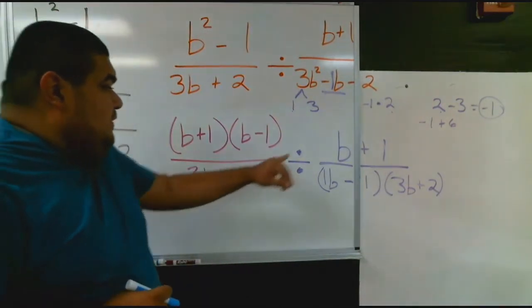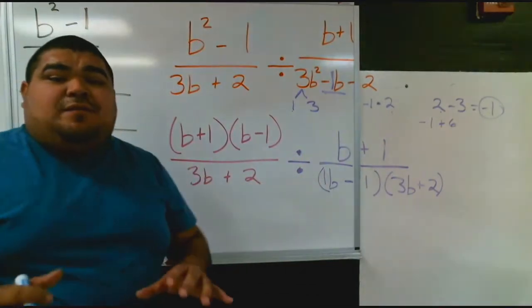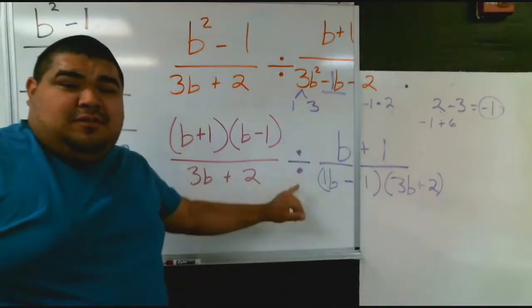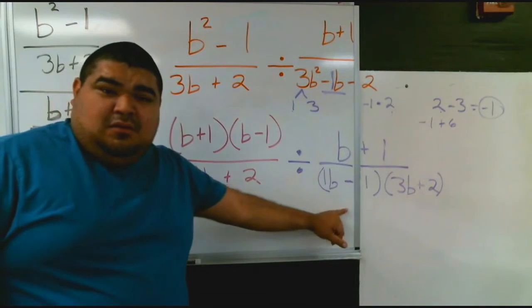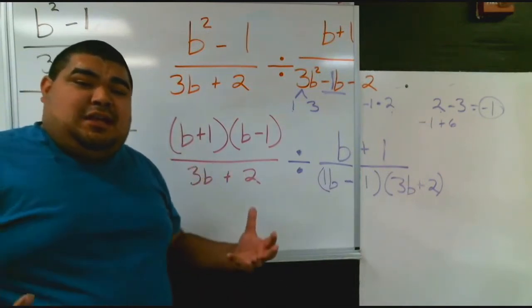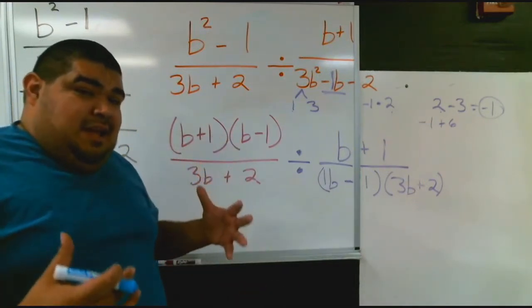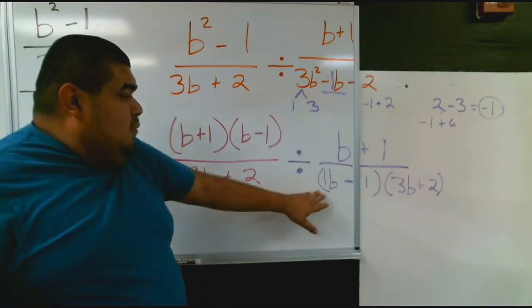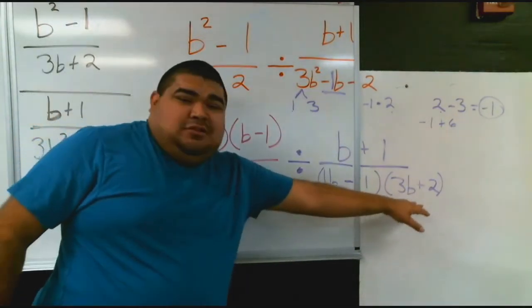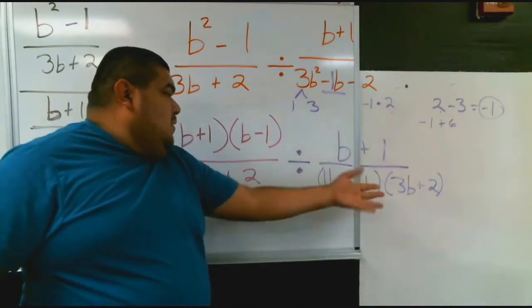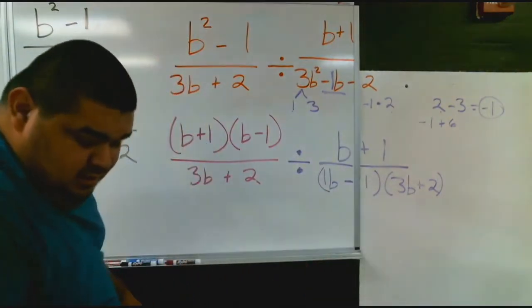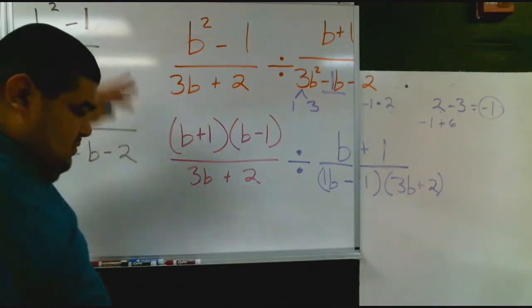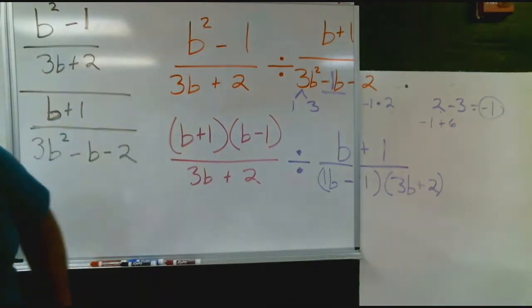Once we have it in this format, what we have to do is, we can never divide these ones. What we're going to do is make it multiplication. When that happens, you have to flip the second equation. So the b minus 1 and 3b plus 2 go on top, and b plus 1 goes on the bottom. So I'm going to erase this side so I can write it in there.